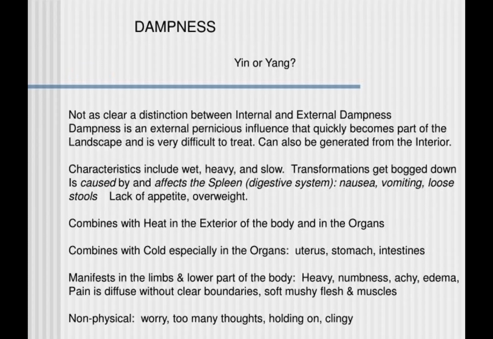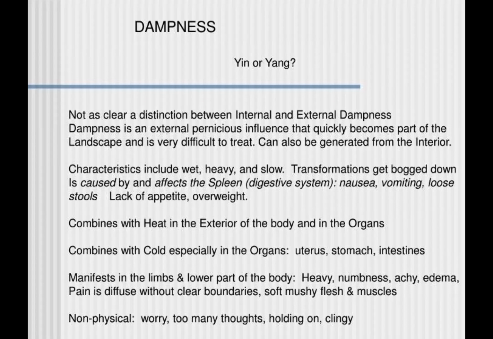Next is dampness. Not as clear a distinction between internal and external dampness. Dampness is an external pernicious influence that quickly becomes part of the landscape and is very difficult to treat. Can also be generated from the interior. Characteristics include wet, heavy, and slow.